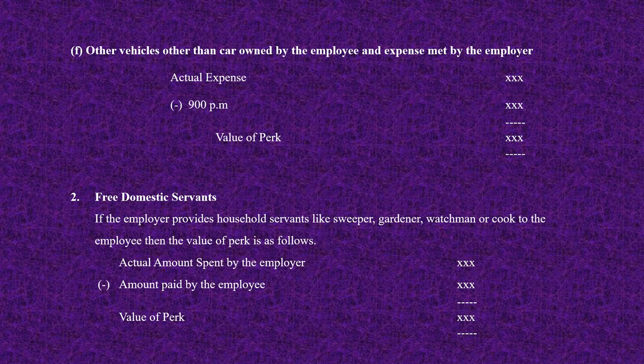Suppose my servant is paid 2000 rupees per month and the company is giving me 1500, and I have to put in some 500 and pay 2000 to my servant. In that case, 1500 minus the 500 that I'm putting in will be 1000 rupees. That will be charged as a perquisite.